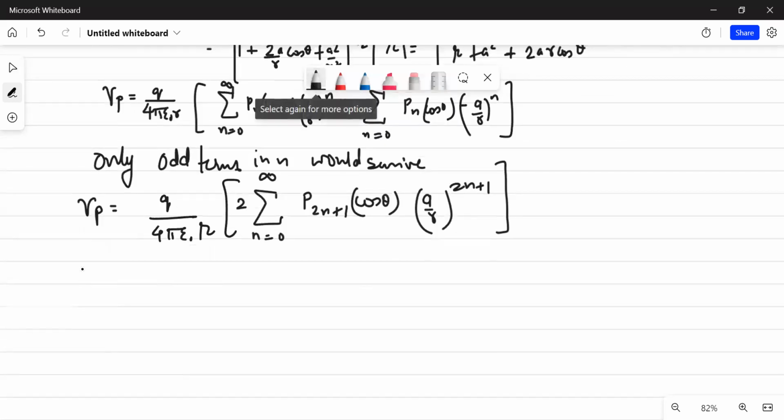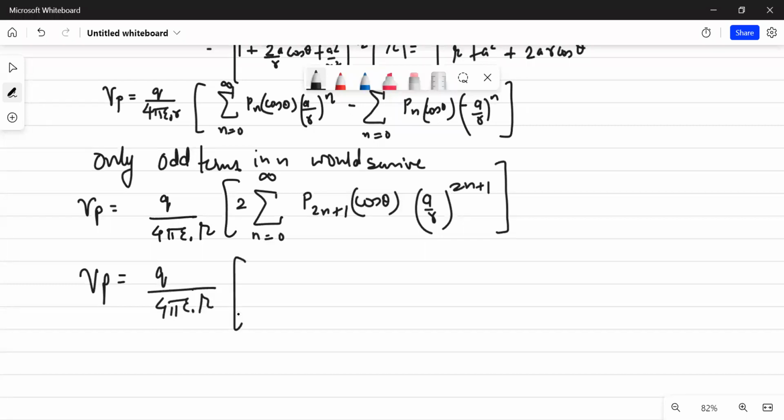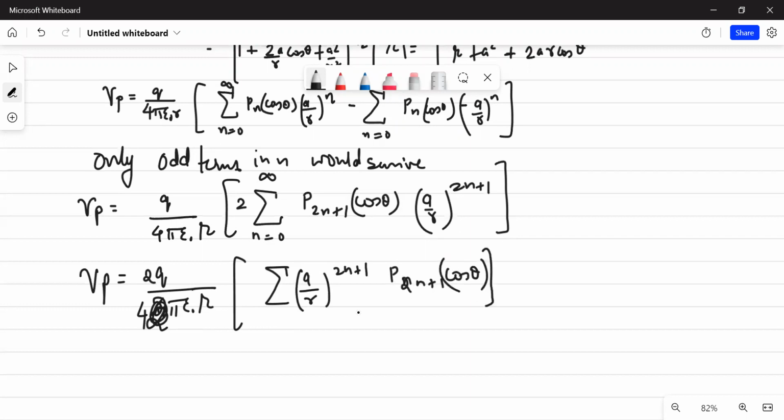So in any case, understand that the potential at P can be expressed as Q upon 4 pi epsilon naught R, and I should write 2Q here, so a pattern forms with 4 pi epsilon naught R. And then you have this summation of A upon R to the power 2n plus 1, and then I will write P 2n plus 1 cosine theta. So this is how you can write the electric potential due to a dipole at any far away distance greater than A. Is that clear? Yes, sir.